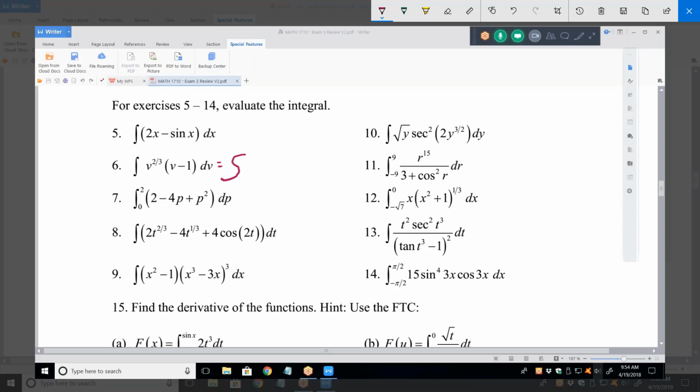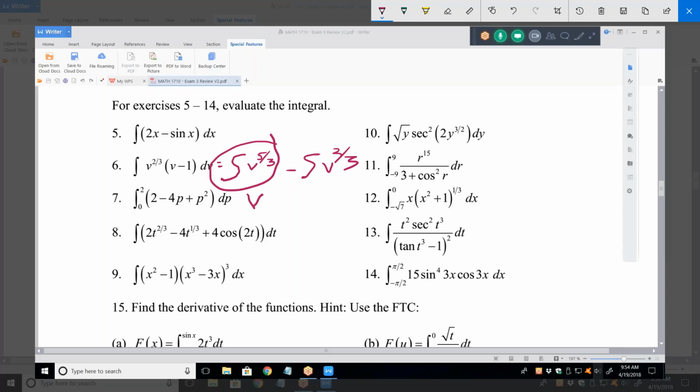Distribute that v to the 2 thirds. Yeah. Times v is v to the 5/3. So it would be v to the 5/3 minus. Hold on. Always start with your exponent and add 1.